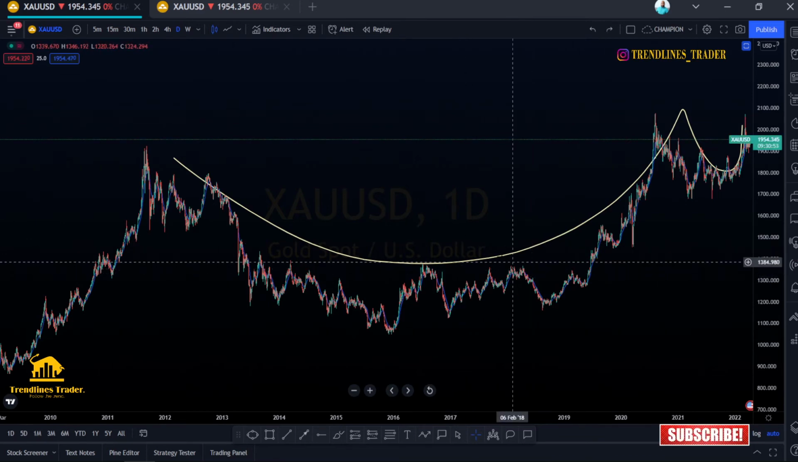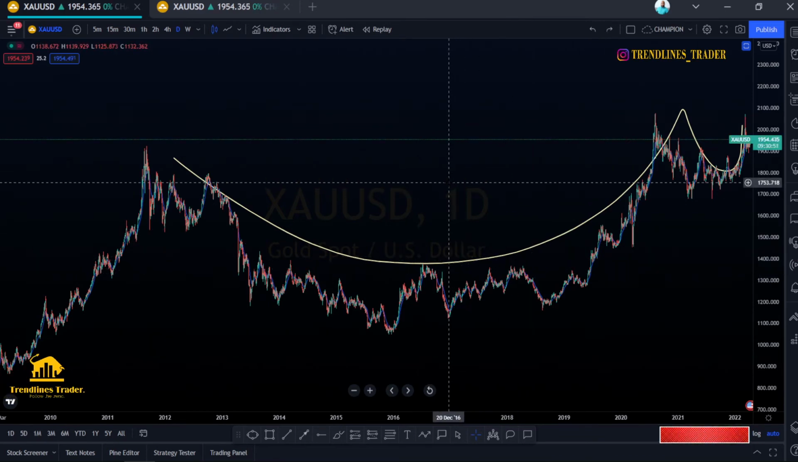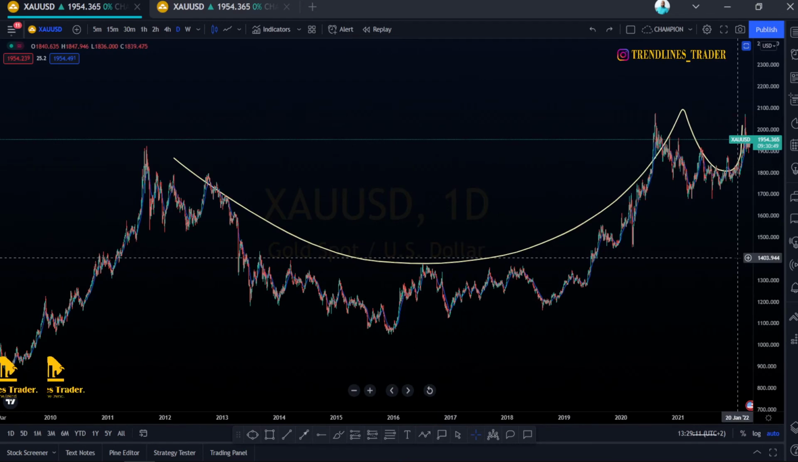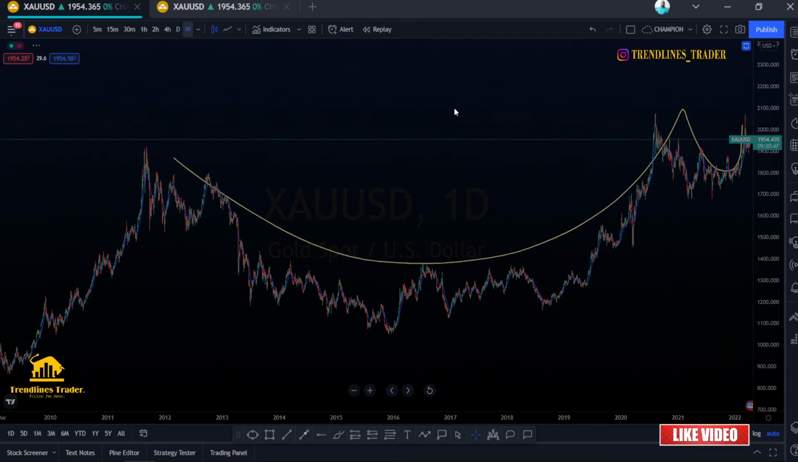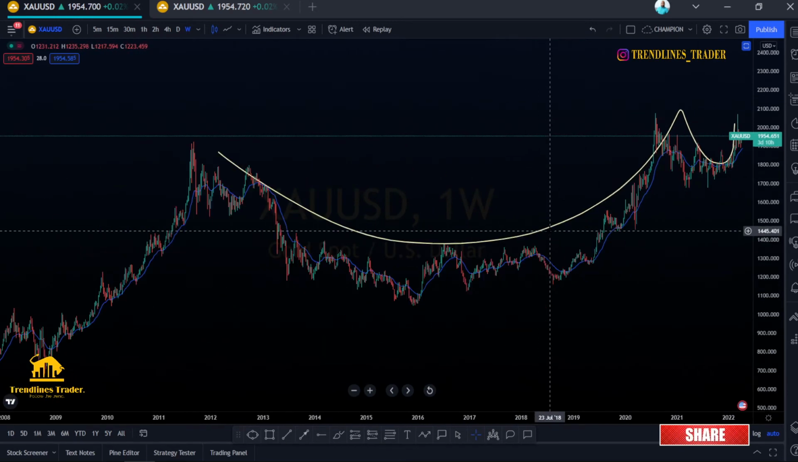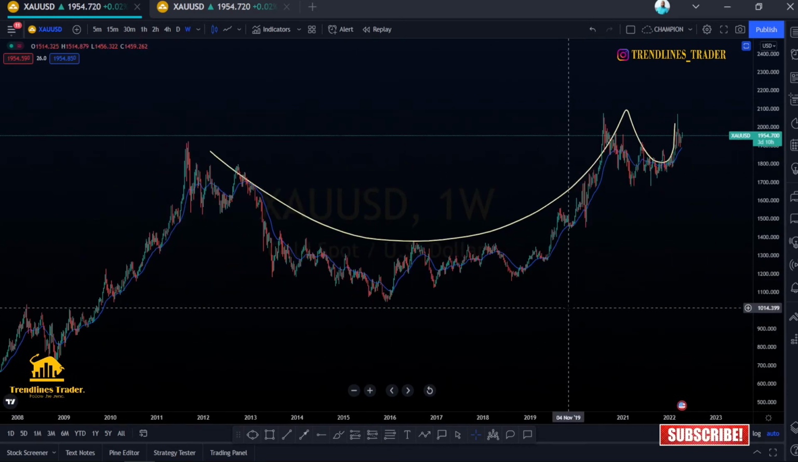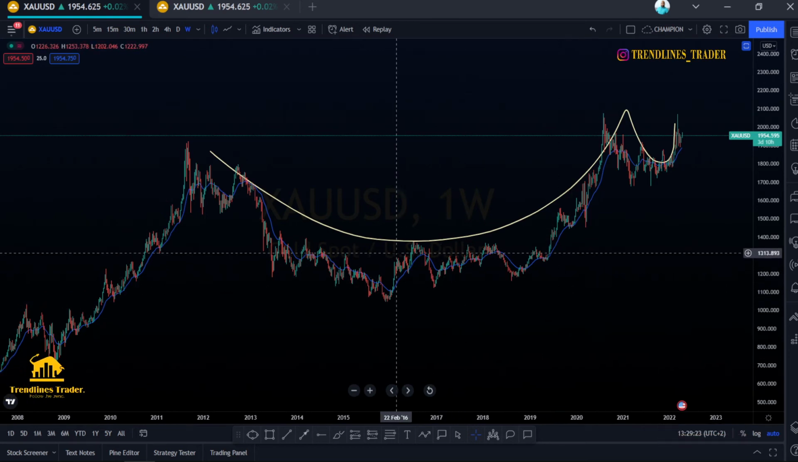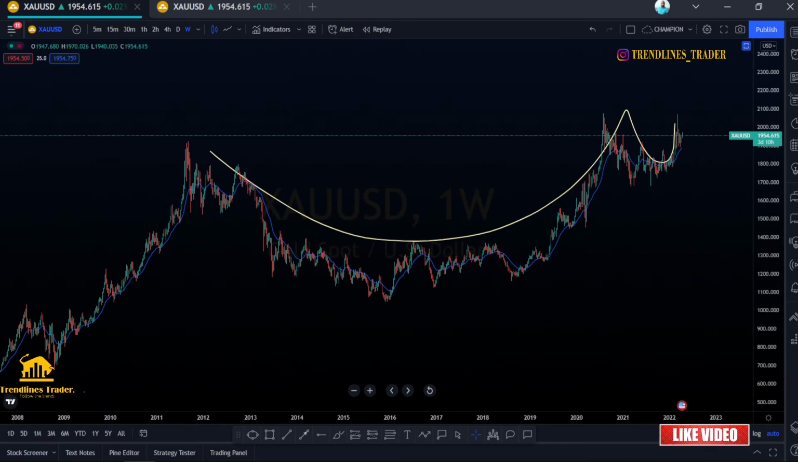What is this pattern right here? Are we able to see this pattern? Let's go to weekly. Maybe it will be very reversible, this pattern. This looks like a cup and handle. This looks more like a cup and handle pattern. I hope it does make sense to you all, that cup and handle pattern.